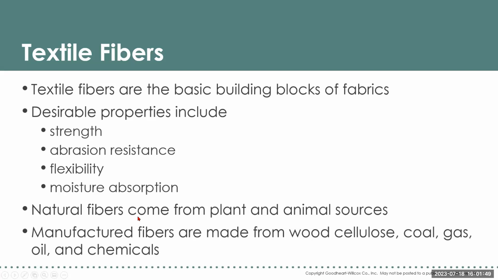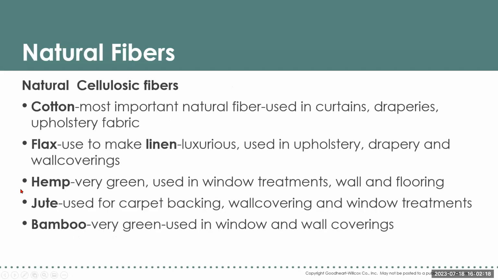So natural fibers, they come from plants, animal sources. And manufactured fibers are made from wood, cellulose, coal, gasoline, oil, and chemicals, believe it or not. So we actually use a lot of petroleum products in our vinyl fabrics and so forth. So the two types of textiles that we deal with when making especially window treatments or putting on our furniture are natural and manufactured. Kind of reminds me of carpet, right?